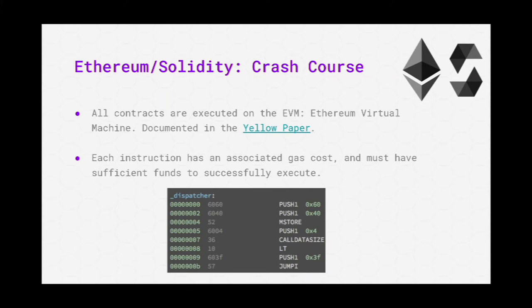Each instruction has an associated cost. The interpreter is Turing complete, and the only caveat is that every single instruction you run costs you money. So if you have something like an infinite loop, your transaction will never complete because you don't have enough money for it to run for infinity. That's how they get around the halting problem.